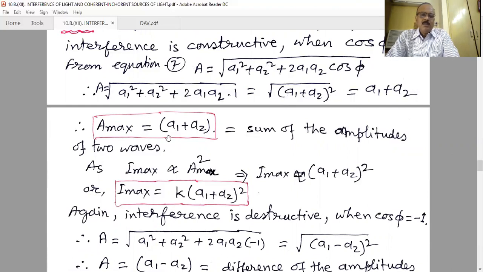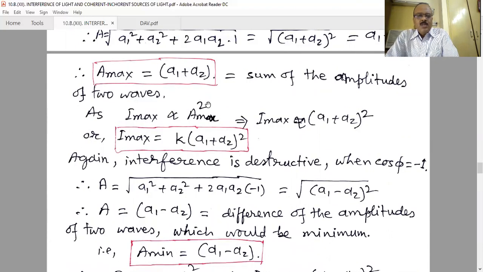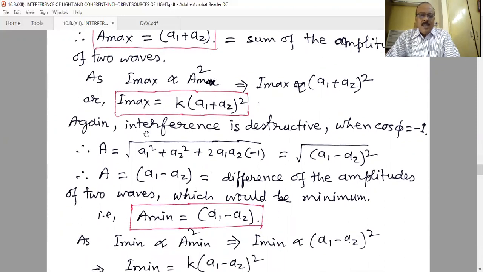And the value of the maximum, A max, is a1 + a2, the sum of the amplitudes of the two waves. Obviously, I max will be k(a1 + a2)², because intensity depends upon the square of the amplitude. So I max is proportional to A max squared, or I max is proportional to (a1 + a2)². Again, interference is destructive, so what will be the resultant amplitude?